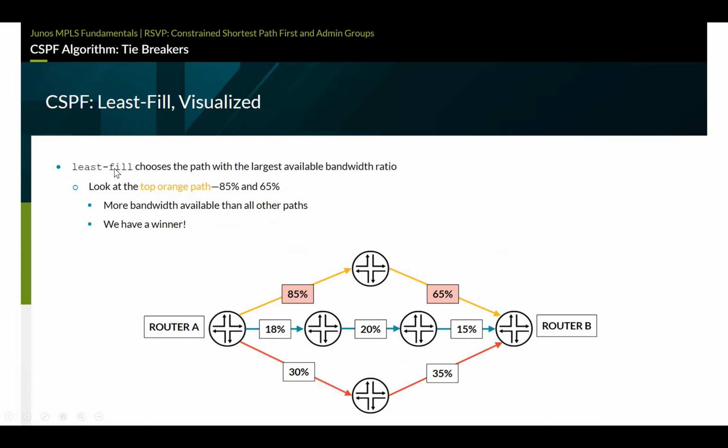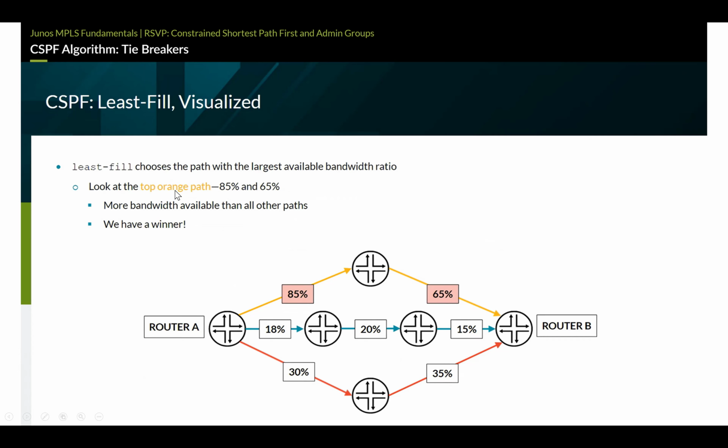So least fill, first one. Choose the path with the largest available bandwidth ratio. Largest available bandwidth: 85% available bandwidth, 65% available bandwidth. There is the most available bandwidth available in this path.